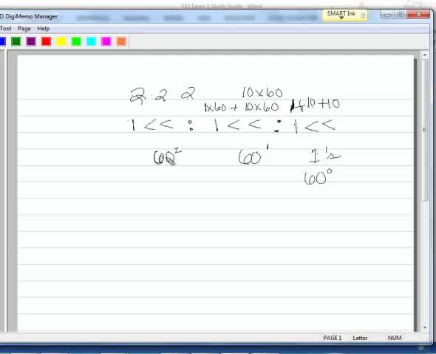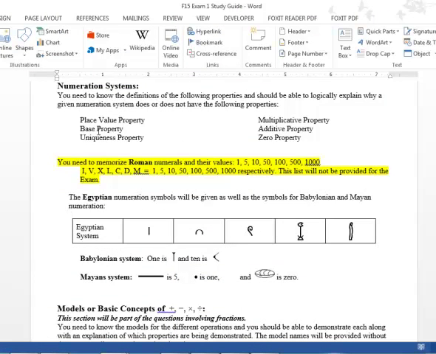Now, when you go up here, 60 squared is 6 times 6, which is 36, add 2 zeros is 3600. So now you have 3600. Now this stands for 10 3600s. So you have 3600 plus 36,000 plus another 36,000 would be your total here. So these 1s do not hold the same value. It depends on where they are in the place value system of the Babylonian number system. If you have place value, the same exact symbol can have different values. Okay, base property.